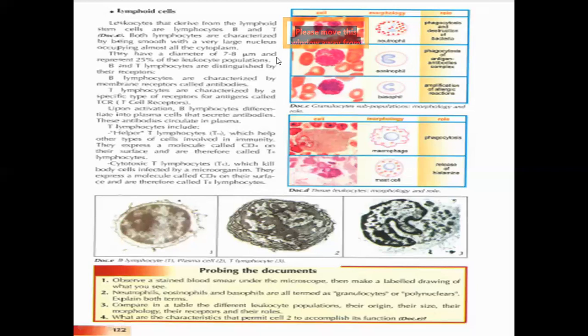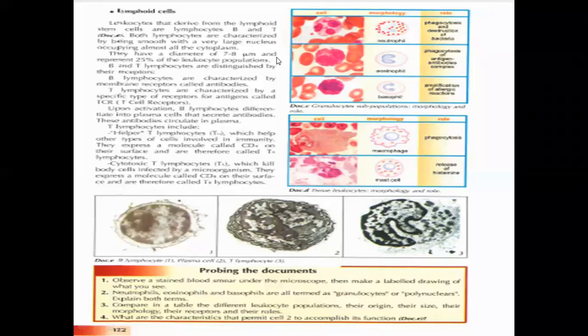B and T, they are characterized by their receptors. What do B and T have? B lymphocytes are characterized by membrane receptors. They have antibodies. So whenever you see a large rounded nucleus and a small cytoplasm, this is a lymphocyte. What determines whether it's B or T? It's the receptors. If it has antibodies, it's a B lymphocyte. However, if it's a T lymphocyte, it has a special type of receptors that bind to antigens. They are called the T cell receptors, the TCRs.